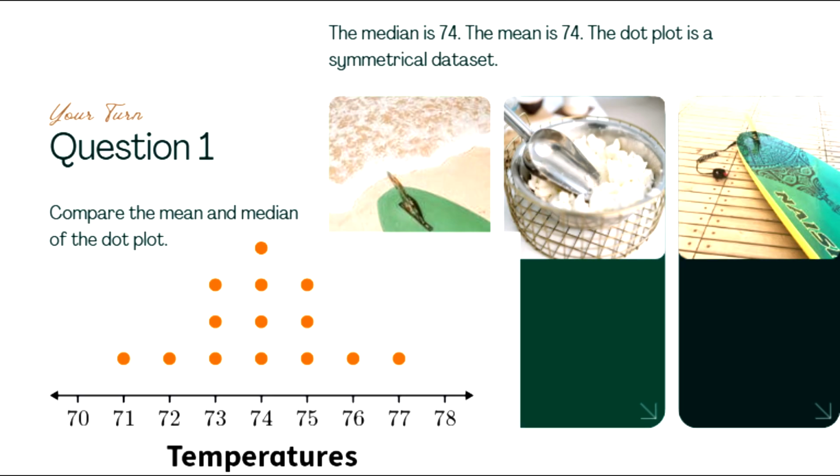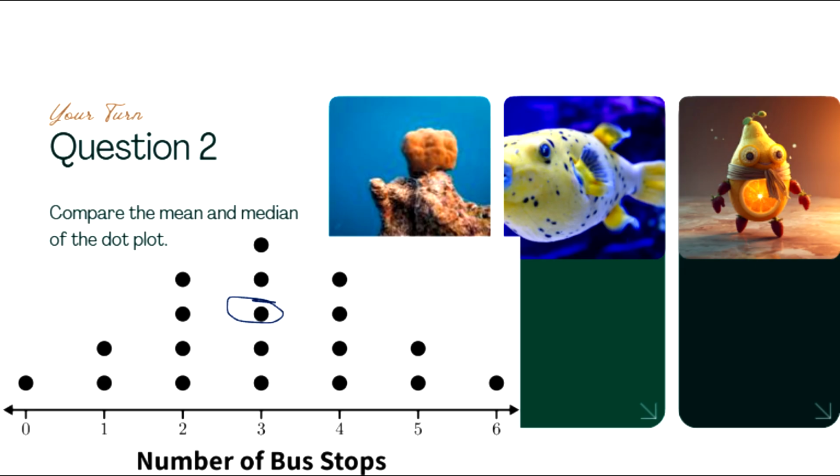Here's question 2. Compare the mean and median of the dot plot. Go ahead and pause the video, figure it out, come back. Again, we can see this is symmetrical. We have 1, 1, 2, 2, 4, 4, and our fold point. Okay, so we only need to find one.